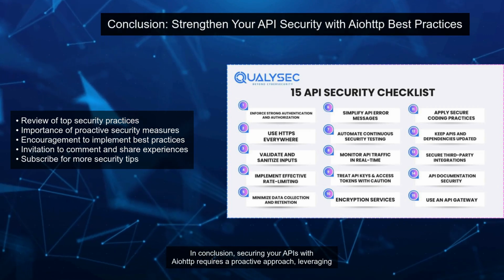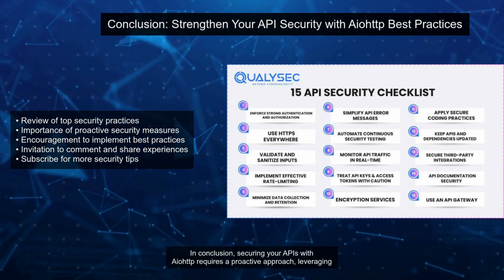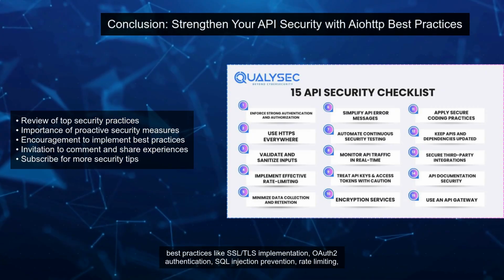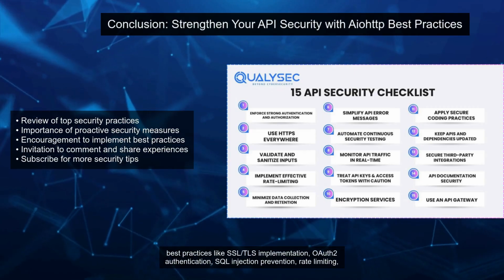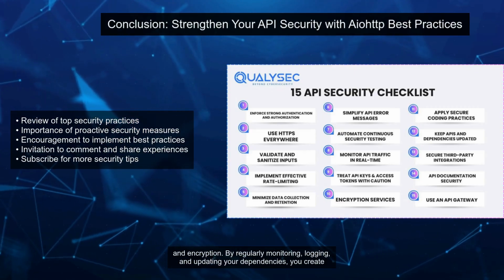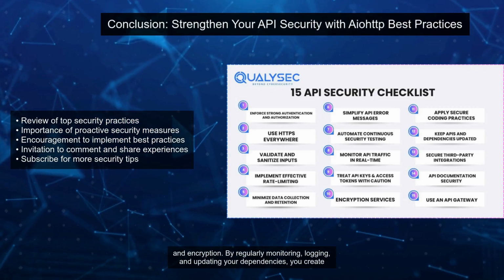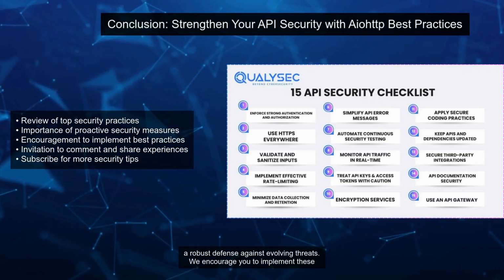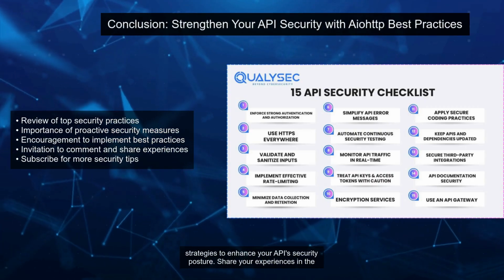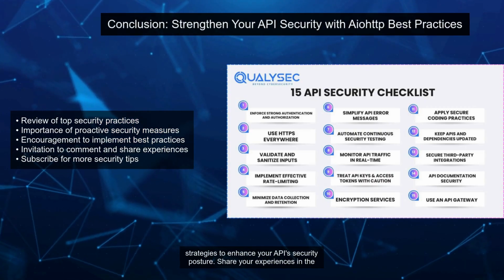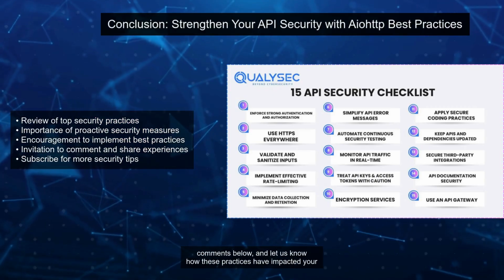In conclusion, securing your APIs with Aiohttp requires a proactive approach, leveraging best practices like SSL/TLS implementation, OAuth2 authentication, SQL injection prevention, rate limiting, and encryption. By regularly monitoring, logging, and updating your dependencies, you create a robust defense against evolving threats. We encourage you to implement these strategies to enhance your API's security posture.